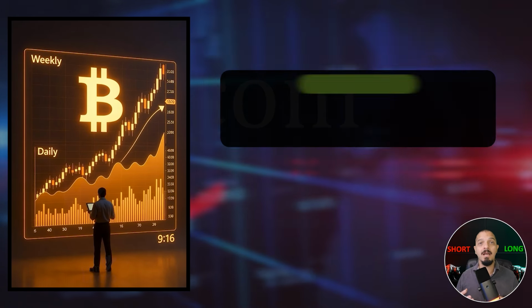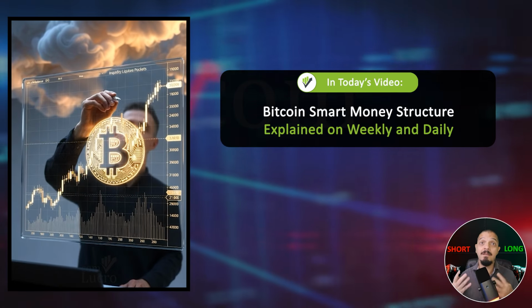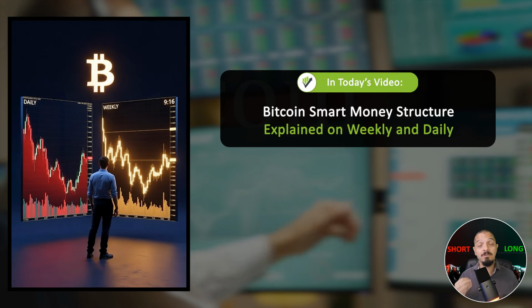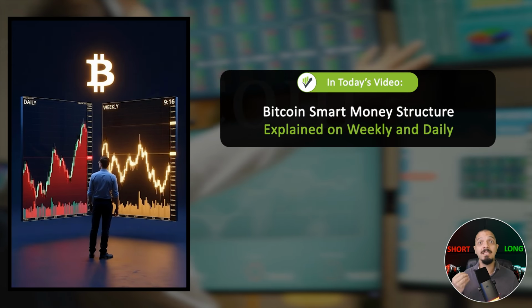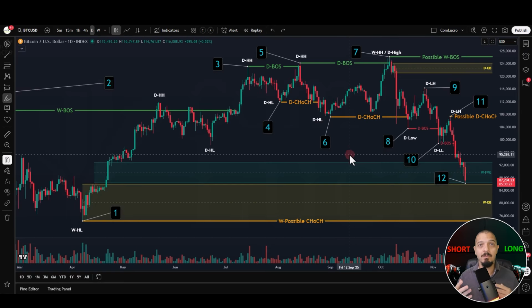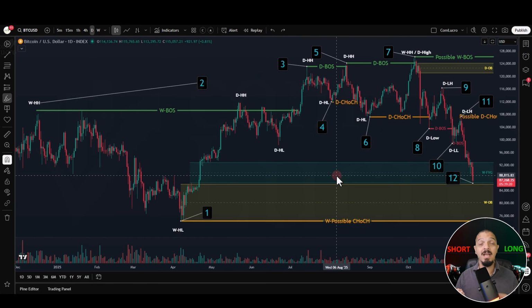Today we are going to break down a macro study of Bitcoin using the weekly and the daily timeframes. Many of you asked for a clearer view of the broader structure, how price is flowing, and where the major imbalances and reference points are forming. This is not a forecast and not a recommendation. It is simply a structural study to help you understand how the market is moving across the higher timeframes.